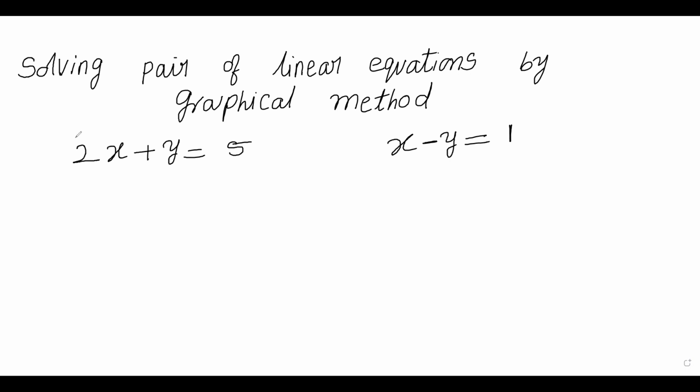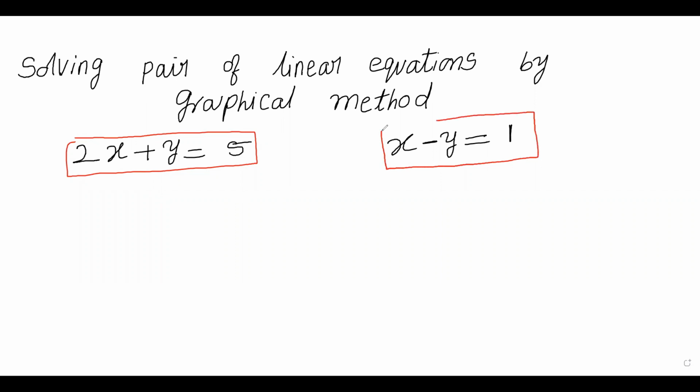Now here two linear equations are given. The graph of a linear equation is a straight line, so we will get two straight lines. If they have a solution, they will intersect. And wherever they intersect, that point will be the solution.